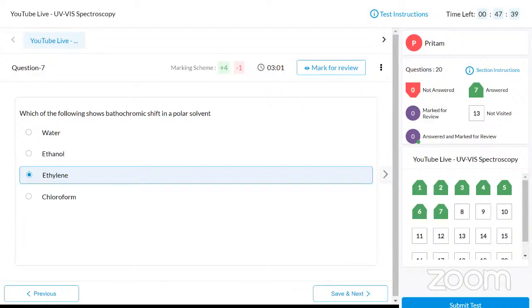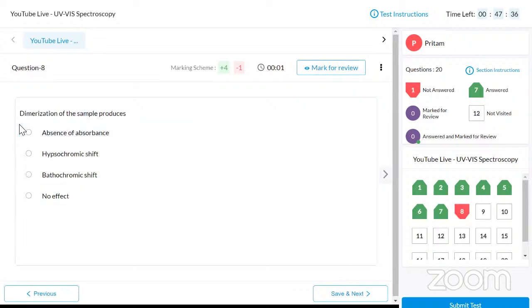So let us save and move on to our next question, which is: dimerization of a sample produces which of the following? Option A, absence of absorbance, option B, hypsochromic shift, option C, bathochromic shift, and option D, no effect at all. So now, dimerization, what does dimerization mean? Dimerization is basically 2 monomers reacting with each other to form a dimer. So when 2 monomers are reacting with each other and bonding to form a dimer.